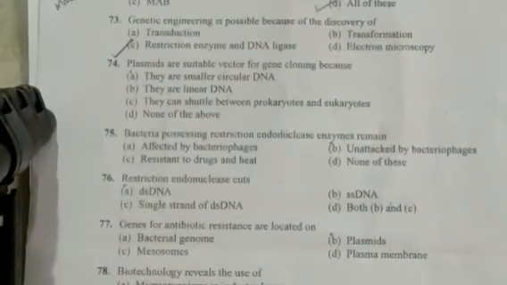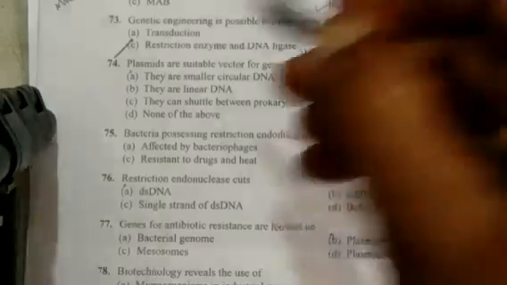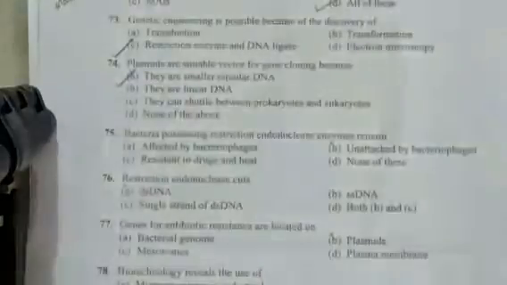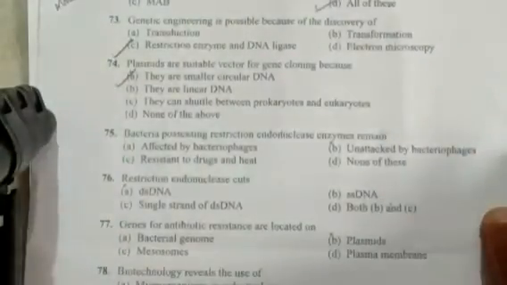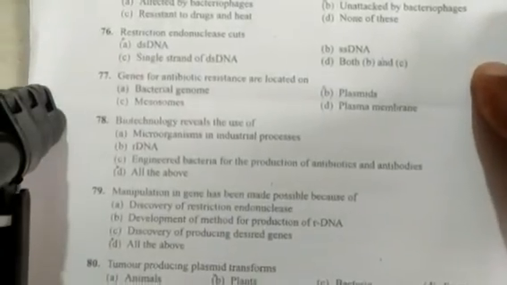Next one, plasmids are suitable vectors for gene cloning because they are smaller circular DNA. Fine. They are linear DNA? They are not linear. They can shuttle between prokaryotes and eukaryotes? No. Fine. So they are smaller DNA and circular DNA. Plasmids. Fine. You all know the definition. Just now we told you. Next question.